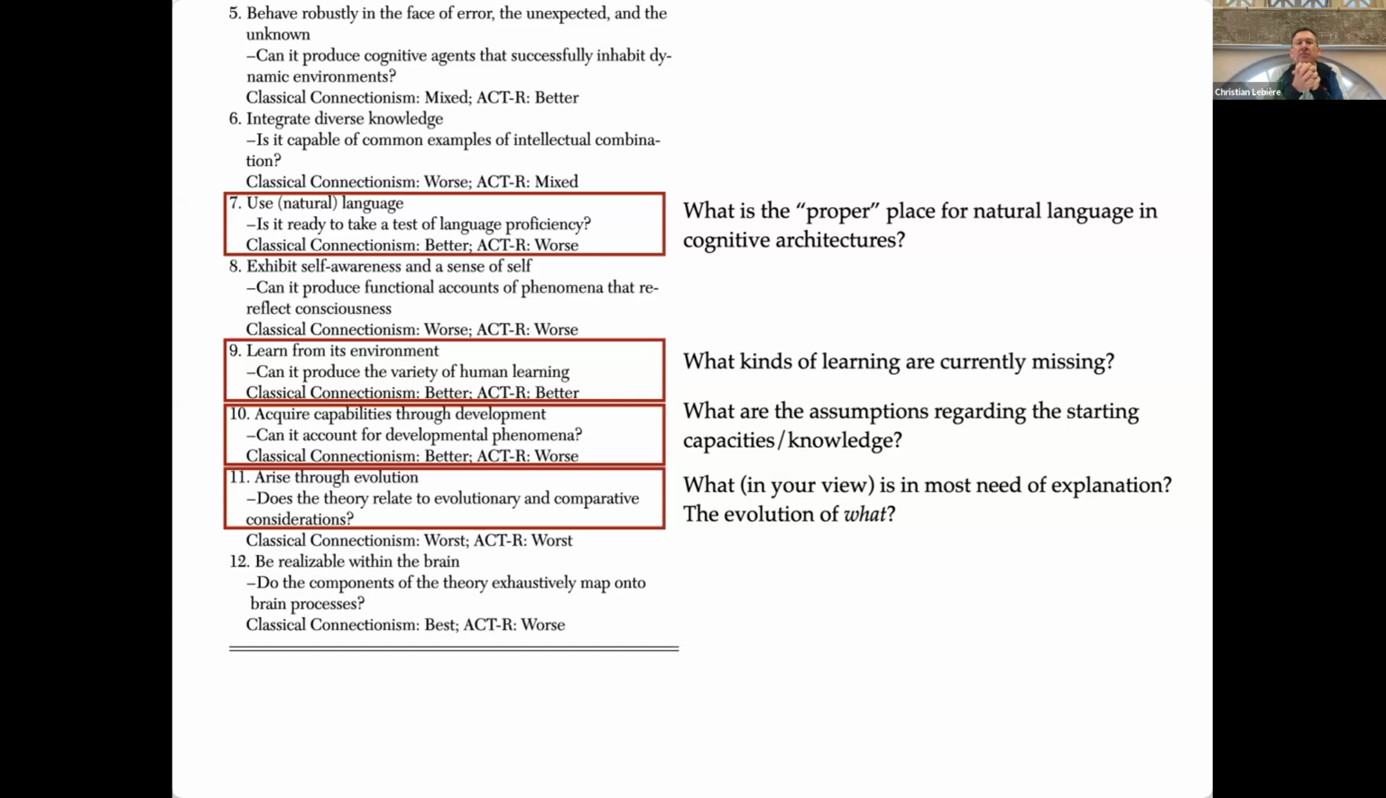So the final one, evolution. What is meant there is the evolution of the human cognitive architecture through entire evolutionary history.